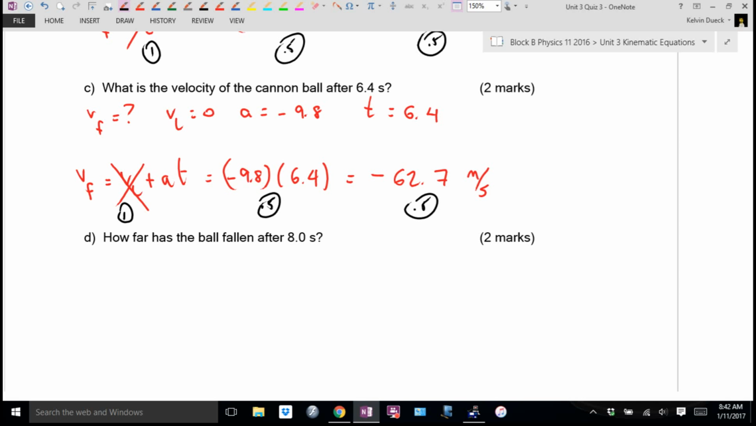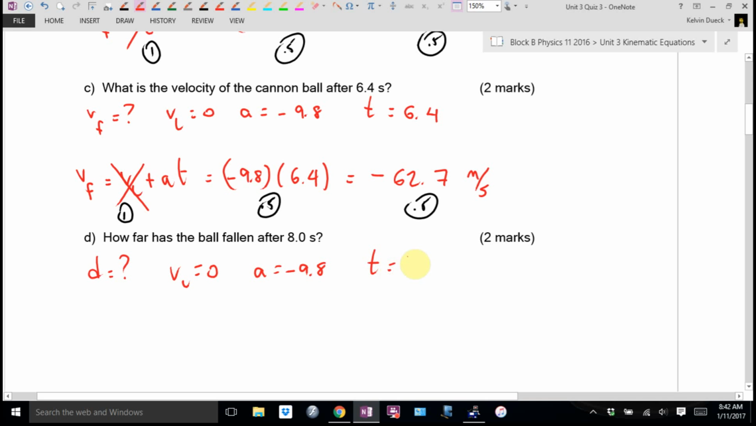How far has the ball fallen after 8 seconds? Now they want me to find a D. VI is still 0. A is still negative 9.8. This time T is 8 seconds. It's going to be D equals a half AT squared. Didn't bother writing the VIT this time. It's going to be 0.5 times negative 9.8 times 8 squared.